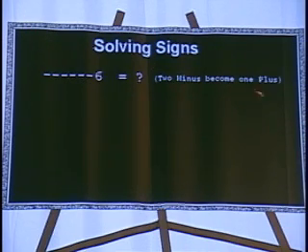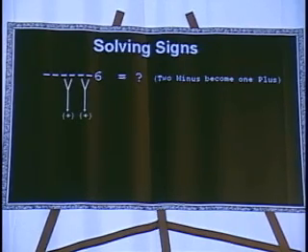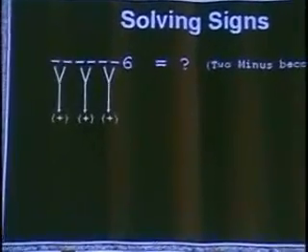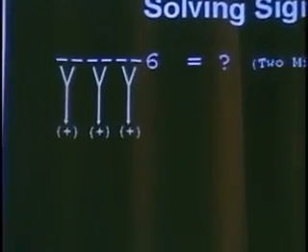Two minus become 1 plus. Alright, 2 minus signs become 1 plus. 2 minus becomes 1 plus. 2 minus become 1 plus. So what do we have here? We had 6 minus signs, and they got translated into 3 plus signs.